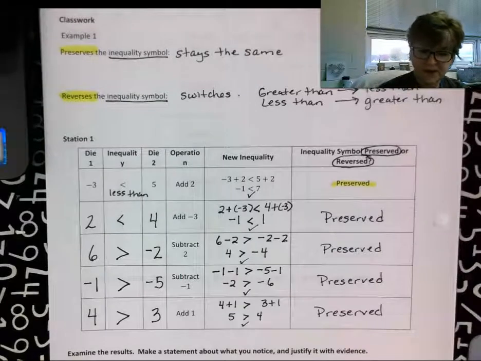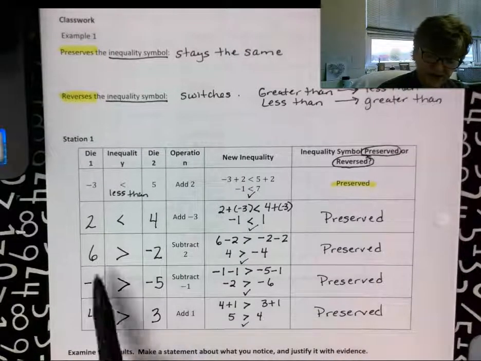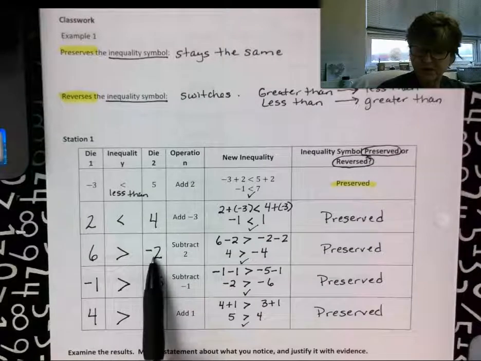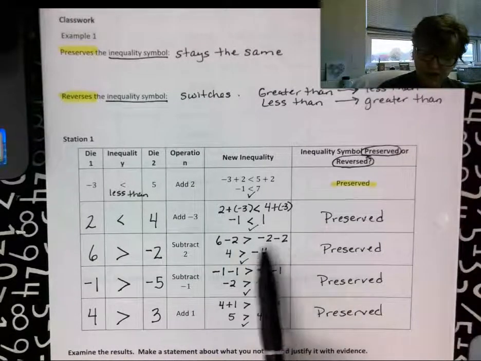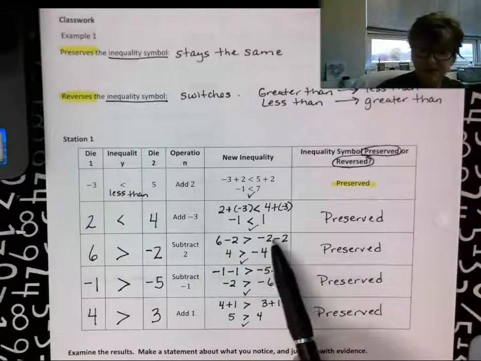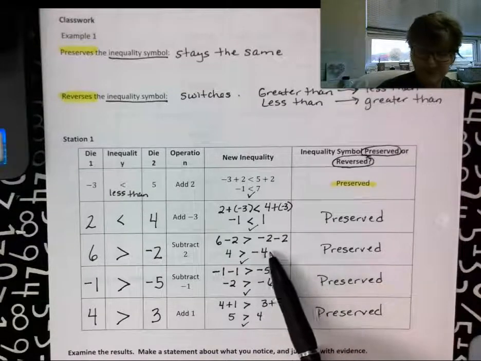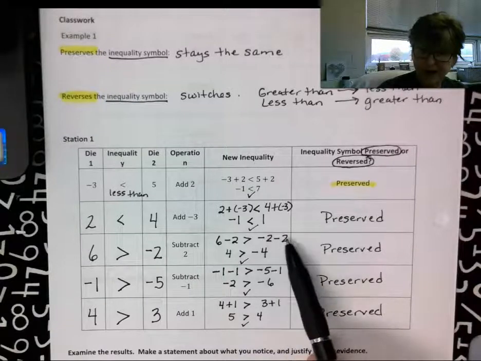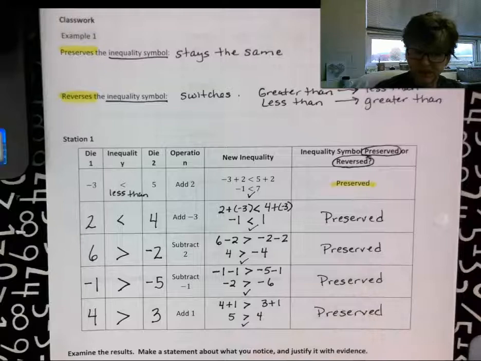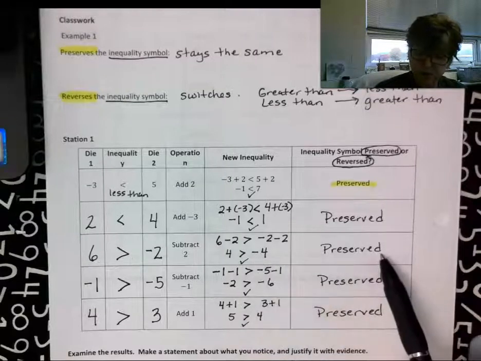Okay, we're back. And did you identify that 6 is greater than -2? And when I completed the operation of subtracting 2, did you notice that -2 minus 2 is a -4? Remember, you can always add. You're combining these, which gives a -4. And this is true and preserved.